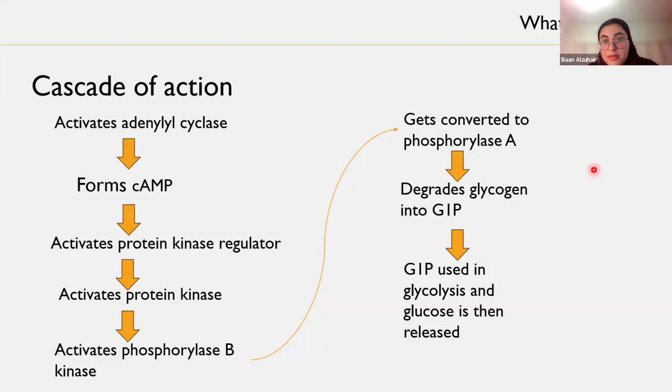I'll just say it one more time. I'll repeat it because it's a really long cascade. So glucagon binds to this receptor, gets inserted into the cell. It activates adenyl cyclase, which forms cyclic AMP, which then activates protein kinase regulator. Protein kinase regulator activates protein kinase. Protein kinase activates phosphorylase B kinase, which then gets converted into phosphorylase A. Phosphorylase A breaks down glycogen into G1P, or glucose 1-phosphate. And then glucose 1-phosphate is utilized and released as glucose.